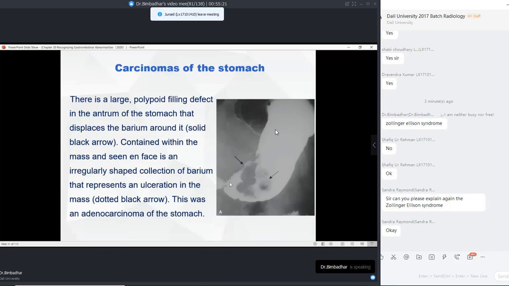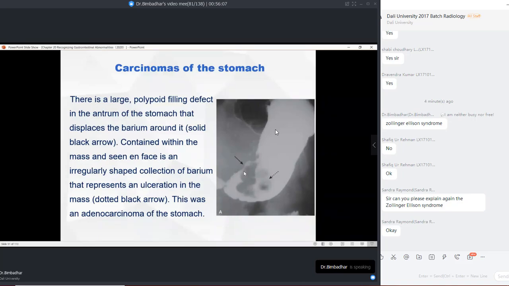Okay, so now you have to understand this is the lesser curvature of the stomach and this is the greater curvature. Along the distal one-third part of the lesser curvature, you can see a polypoid, irregularly shaped lesion with inward projections. You are going to see a displacement of the barium, which forms an irregular radiolucent area representing a polypoid filling defect. That suggests you might be looking at a carcinoma.